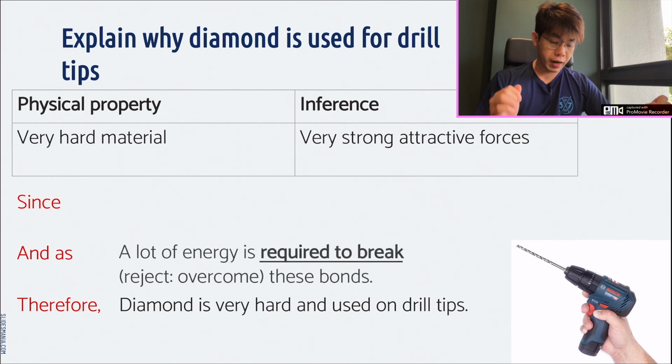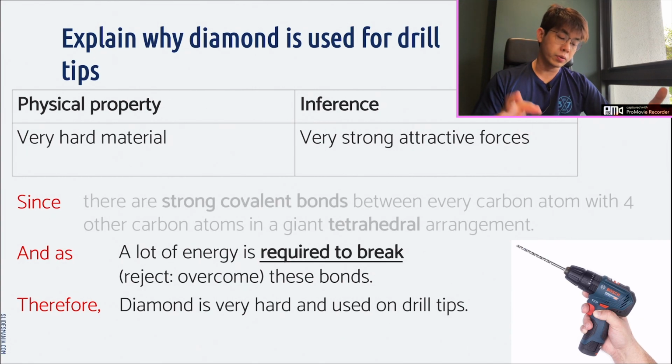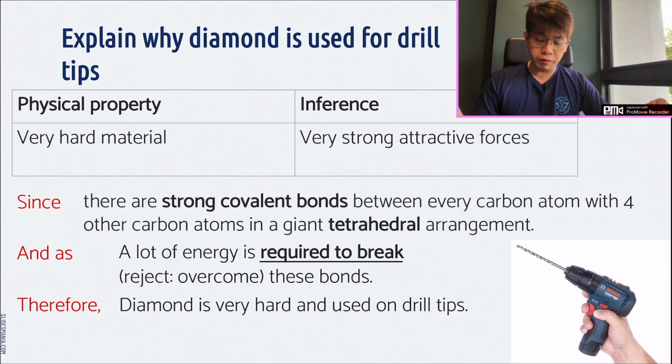The reason why it's very hard is because a lot of energy is required to break the bonds in diamond. And what are these bonds? Since there are strong covalent bonds between every carbon atom and 4 other carbon atoms in a giant tetrahedral arrangement, and as a lot of energy is required to break these bonds, therefore diamond is very hard and used on drill tips. You might have realized that this explanation is the same as what we use for melting point, which is true. However, this one we need to modify a little bit to say that it's for hardness and not for melting point.